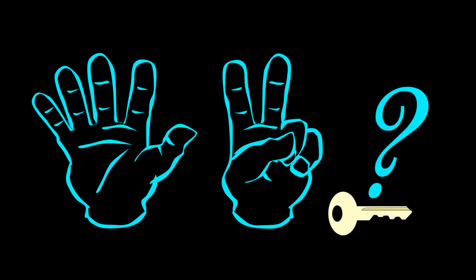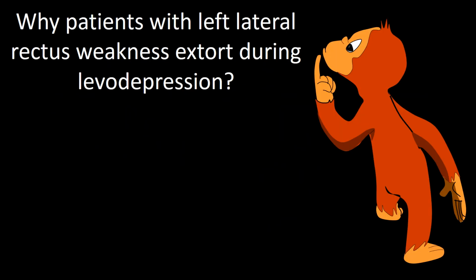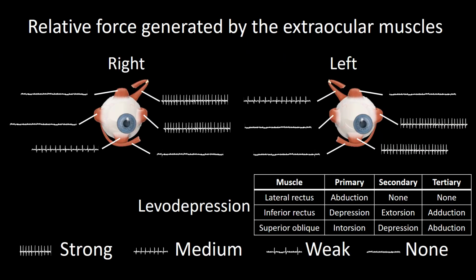The seventh question is why patients with left lateral rectus weakness extort during levodepression. The answer to this question follows the same principles used to answer why there is intorsion during levo elevation in patients with left lateral rectus weakness. Hence, I will omit some details already described. This is a representation of muscle actions during levodepression in a normal situation. I have added values for the forces generated by the individual muscle. When the left lateral rectus is non-functional, no force is generated by this muscle, as indicated here.